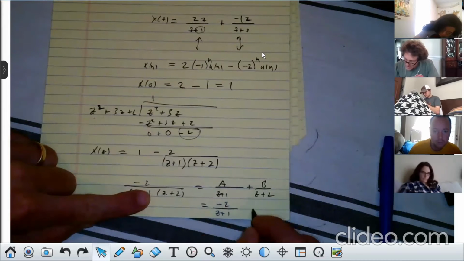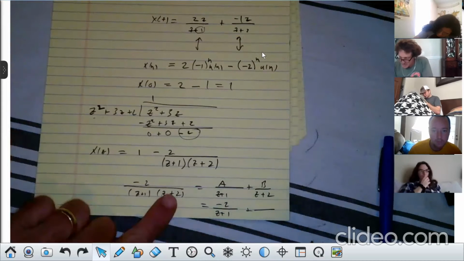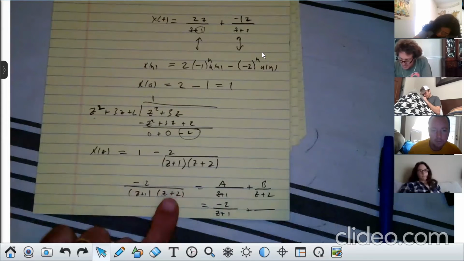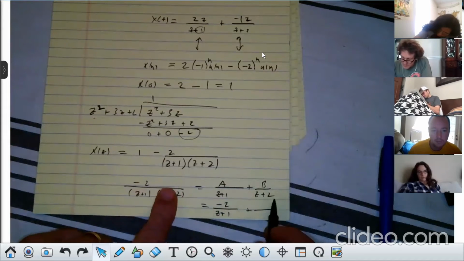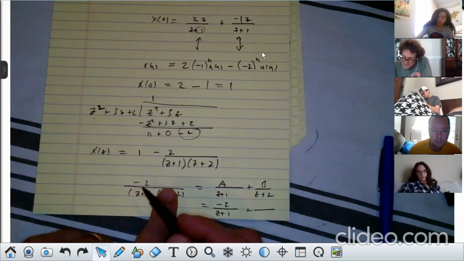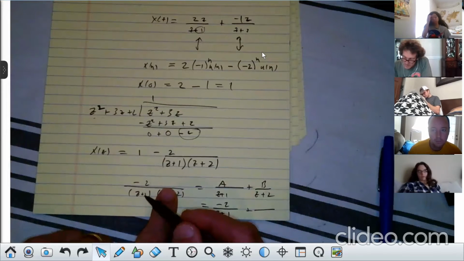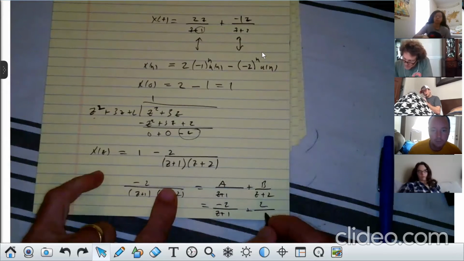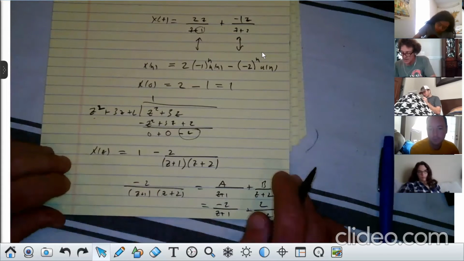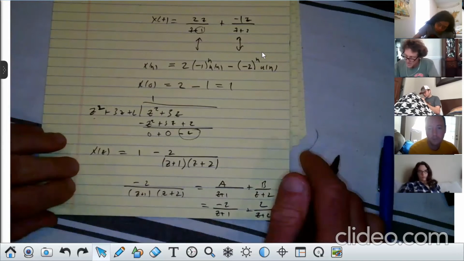Want to hazard a guess what b is? Probably plus 2. Let's see. If I cover this up, cover that up right there, and then let z be equal to minus 2, I have minus 2 over minus 2 plus 1, which is minus 1, so it's simply 2 over z plus 2, correct? All right, now I need the inverse z transform of this.